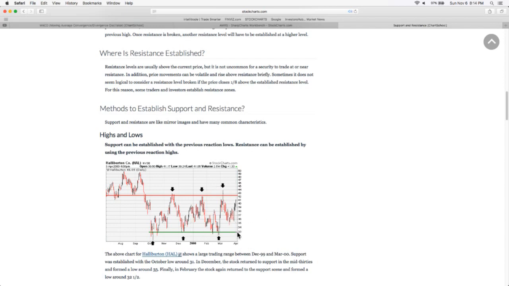And the same thing happens with support. If this price was to come down and fall underneath 33, this 33 level would now become resistance. And it's going to struggle to get back up above it. Okay?